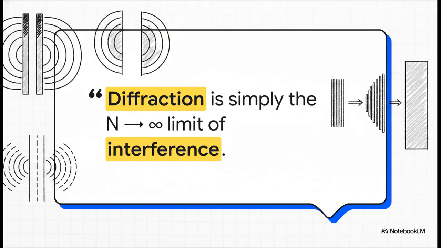Basically, what this means is that despite all the different historical names and complex categories, interference and diffraction aren't completely different beasts. If you take the interference of n tiny slits and push n to infinity, you literally get a single, continuous, finite slit. At their fundamental limit, they are exactly the same phenomenon describing how waves combine.